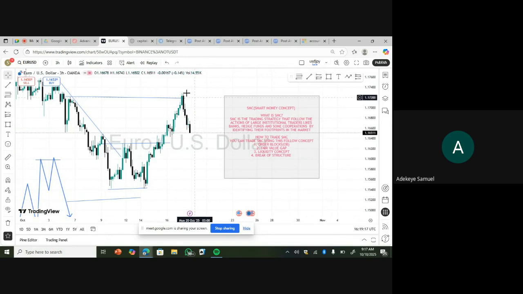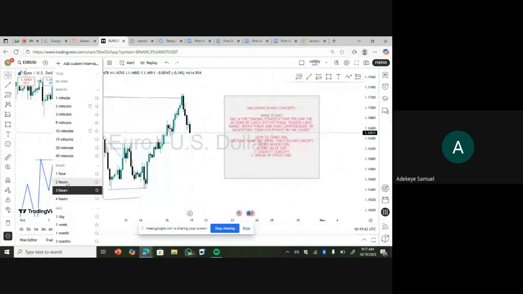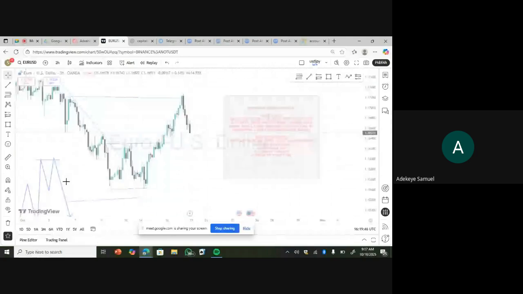Right? But now, the current structure, the current move of this market is that institutional traders are selling now, because the bearish candlestick is very, very strong, right? The bearish candlestick is very strong.